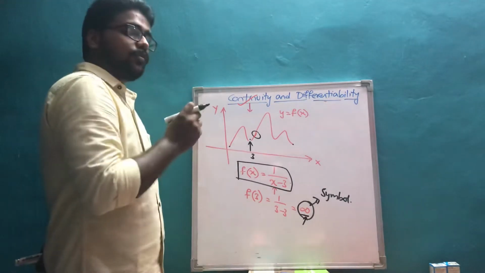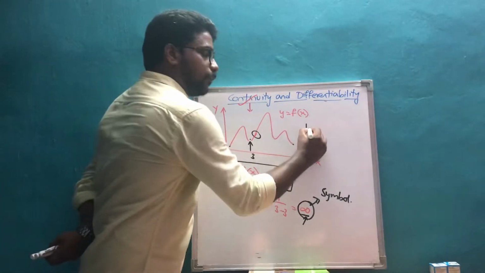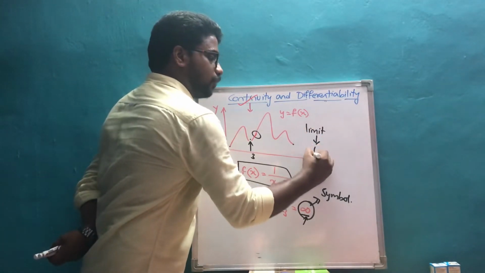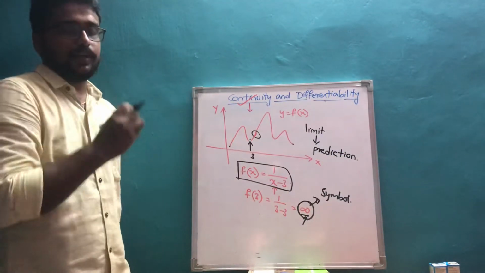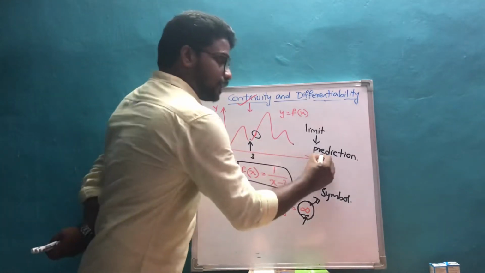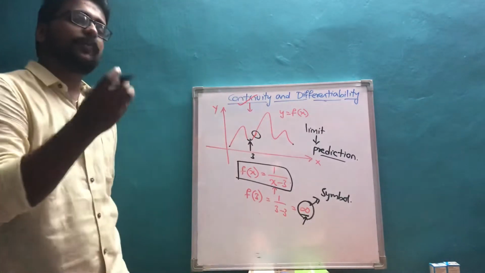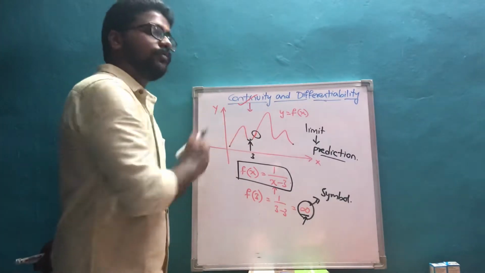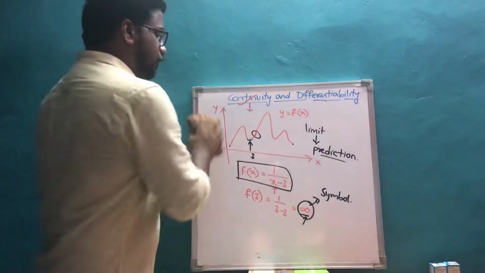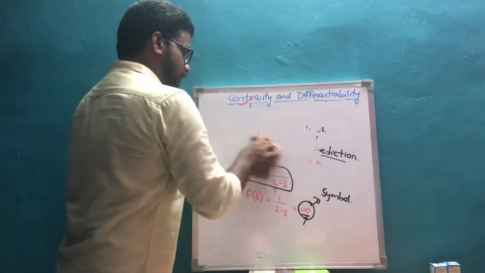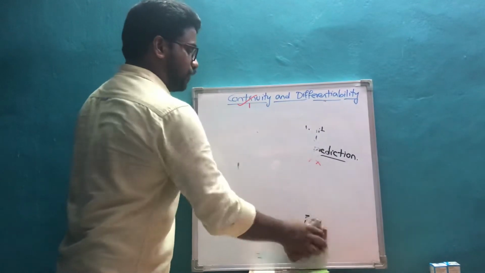For that only we learned the concept called limits. Limit is all about the prediction of a value. The main purpose of the limits concept is prediction of a value. This prediction will help you to bridge this gap so that you can understand the behavior of the function. Now let us see the same concept of limit that we learned in class 11. The same thing we are going to use now to define whether a function is continuous or not.